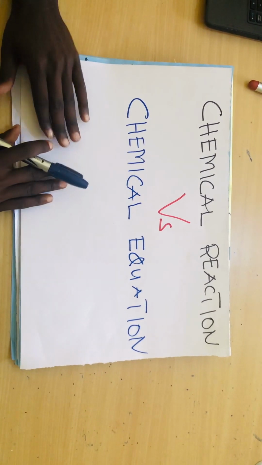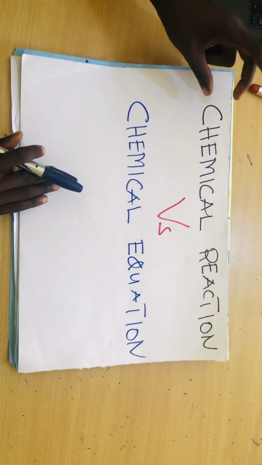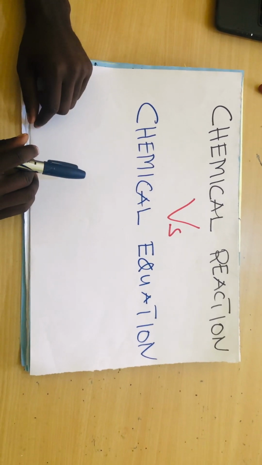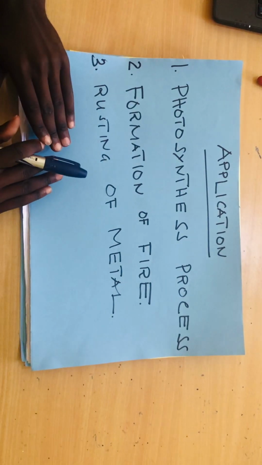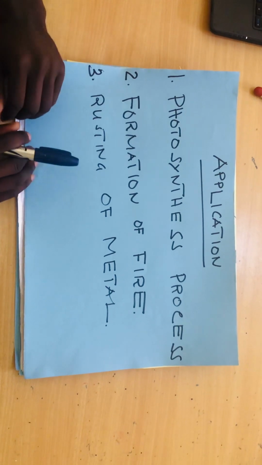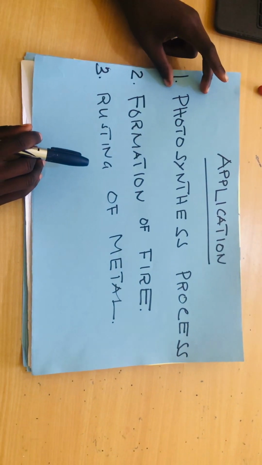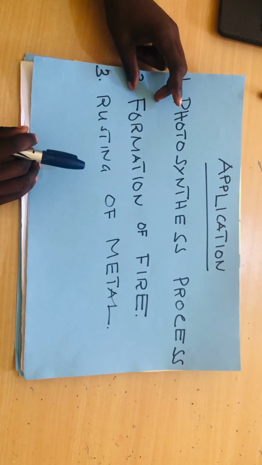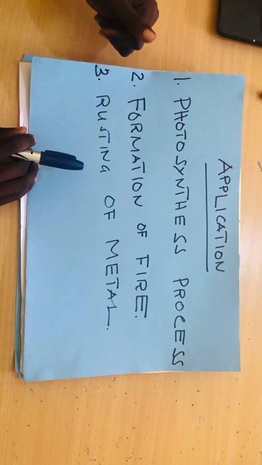In this video, we are going to discuss a bit about chemical reaction and chemical equation. Chemical reaction has so many applications in daily life. Application number one is photosynthesis process. Application number two is formation of fire. And application number three, it is rusting of metal.